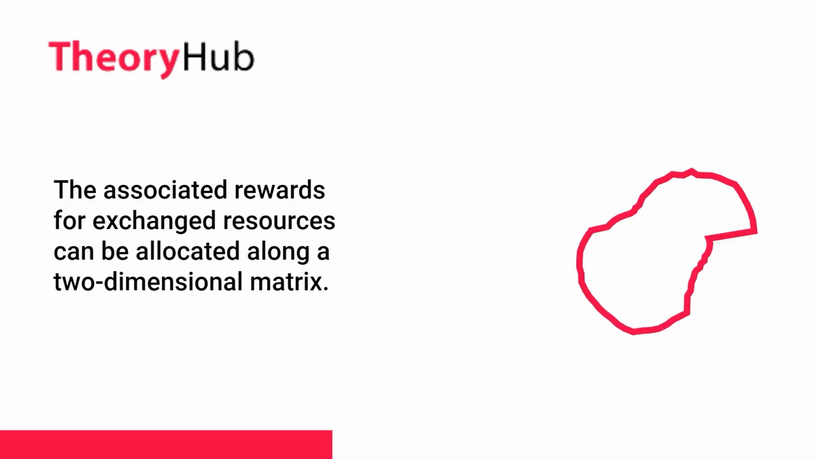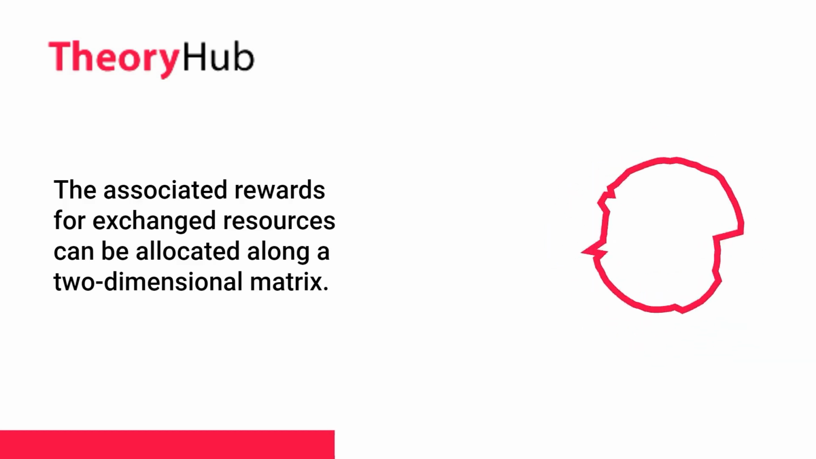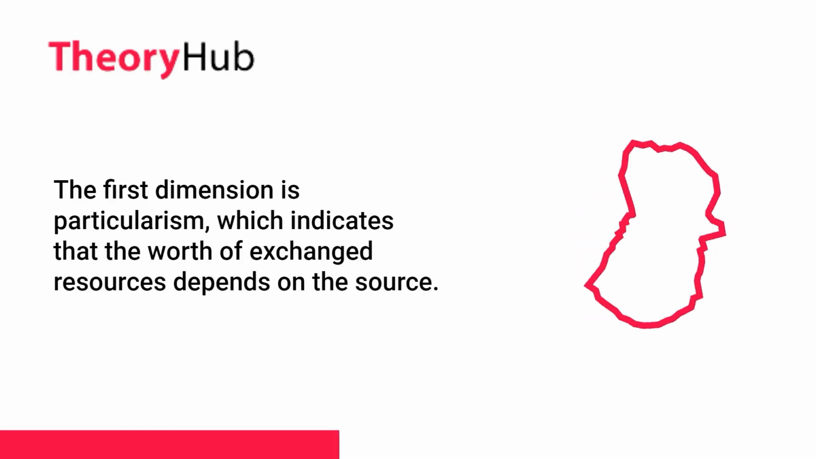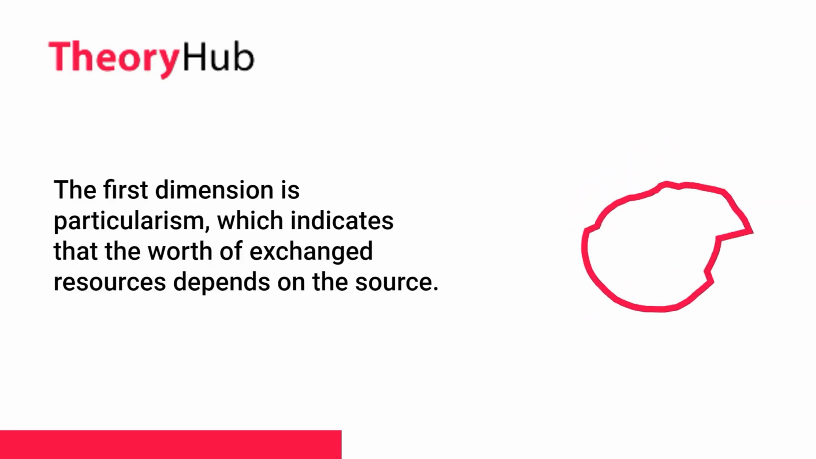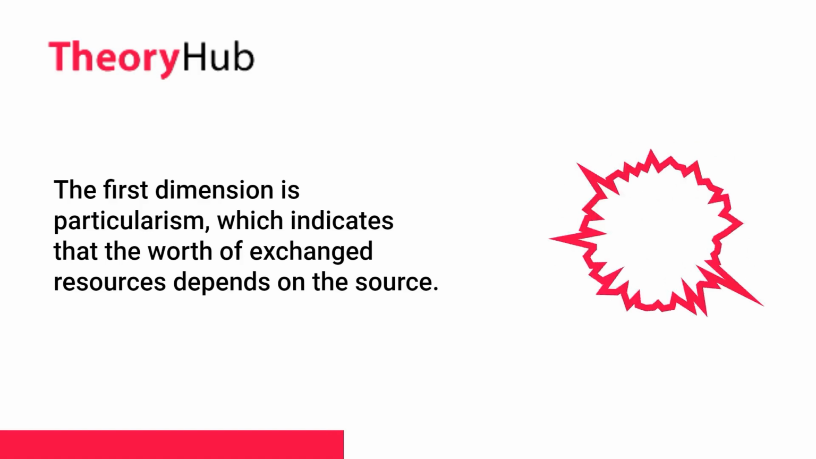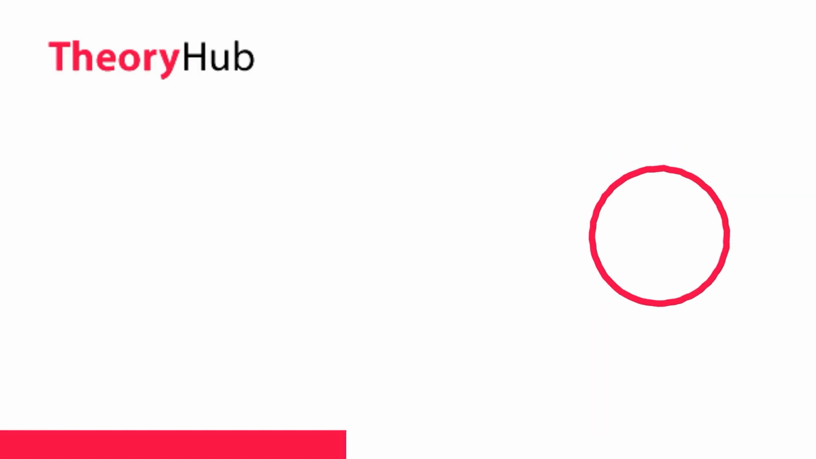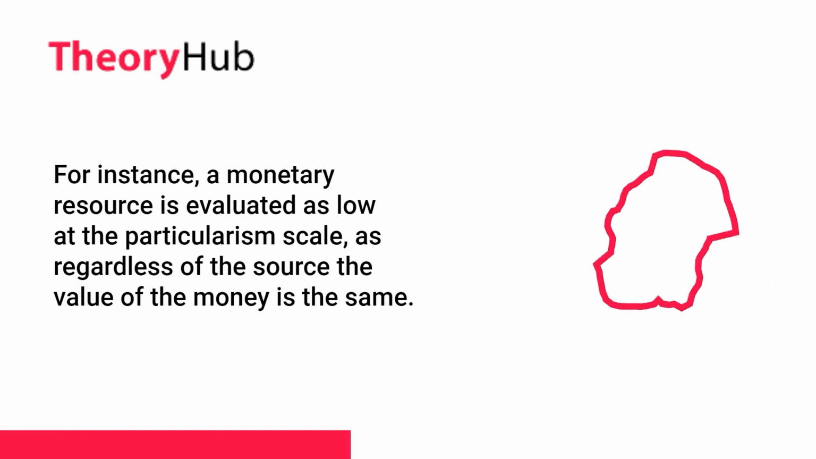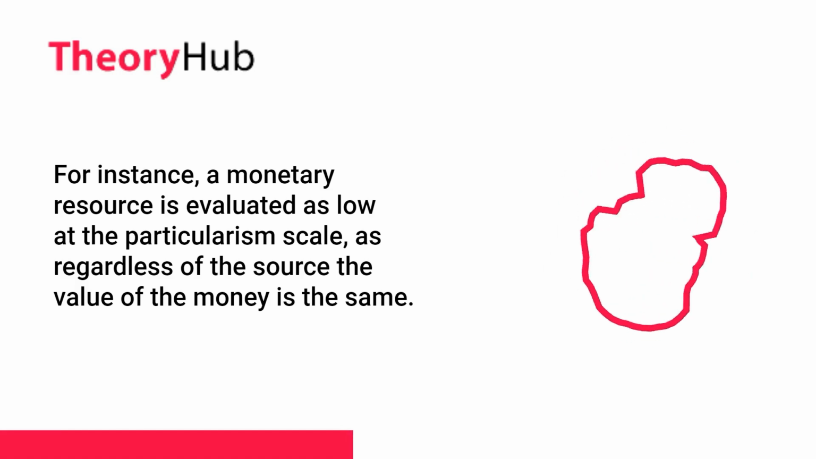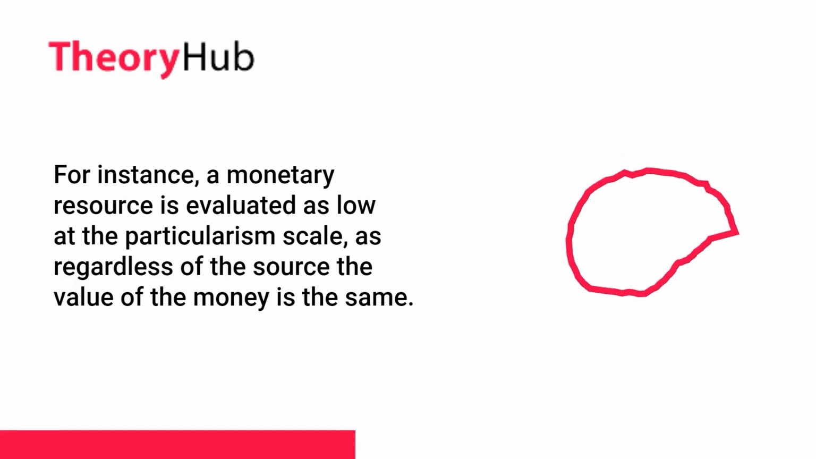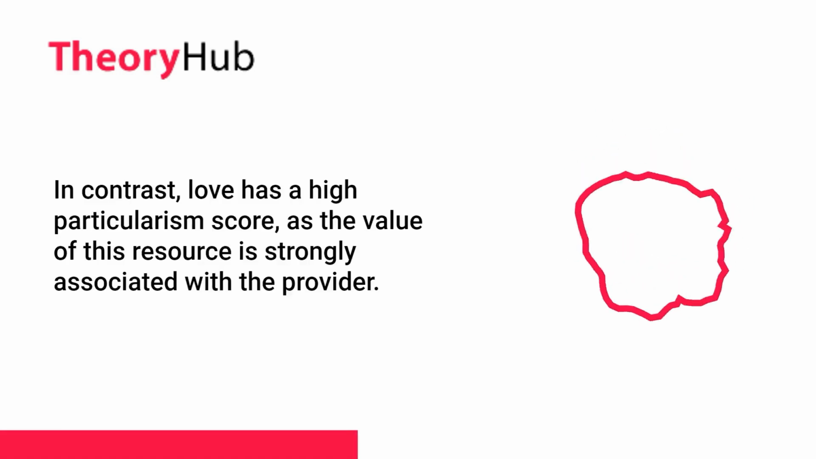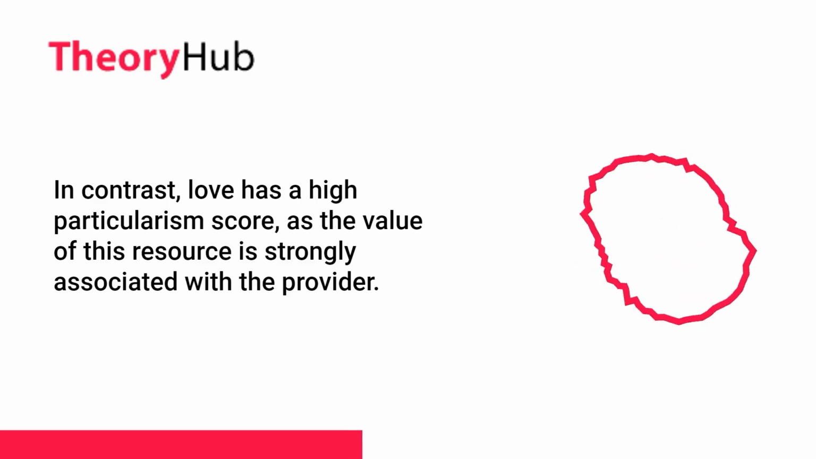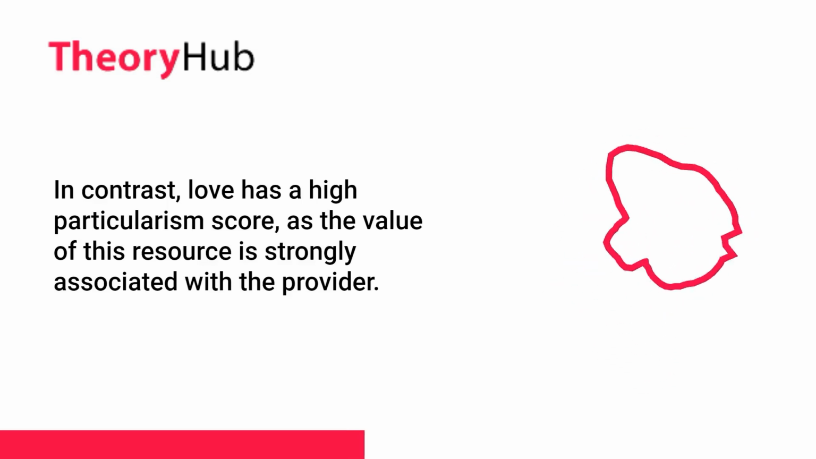The associated rewards for exchanged resources can be allocated along a two-dimensional matrix. The first dimension is particularism, which indicates that the worth of exchanged resources depends on the source. For instance, a monetary resource is evaluated as low on the particularism scale, as regardless of the source, the value of the money is the same. In contrast, love has a high particularism score, as the value of this resource is strongly associated with the provider.